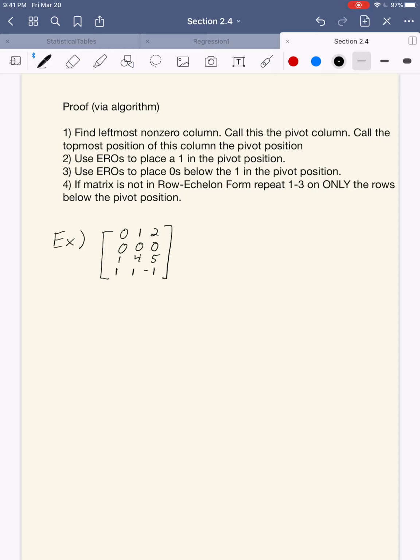So what this algorithm says, I've simplified it. Your book gives it in like 7 steps. I'm giving it in 4 here to help you understand a little bit. And then we're going to do another example using this new terminology.